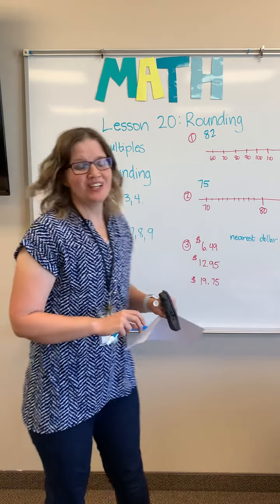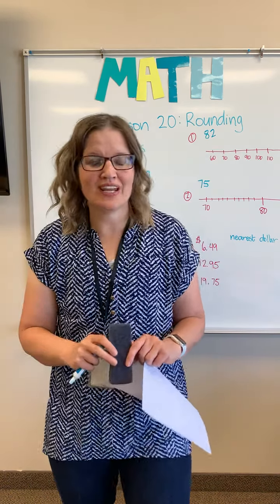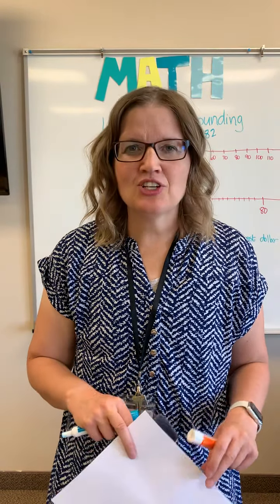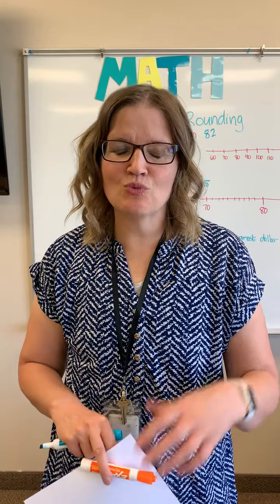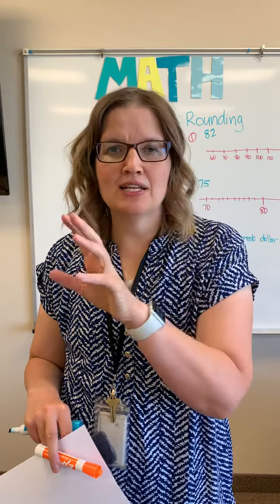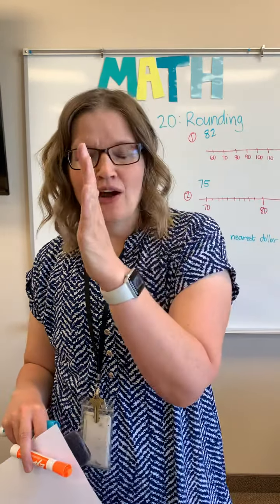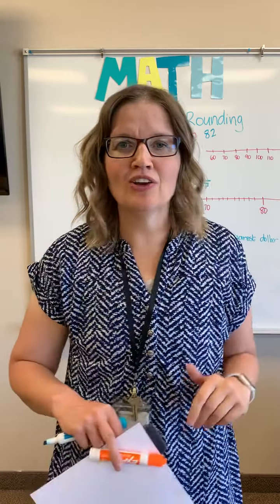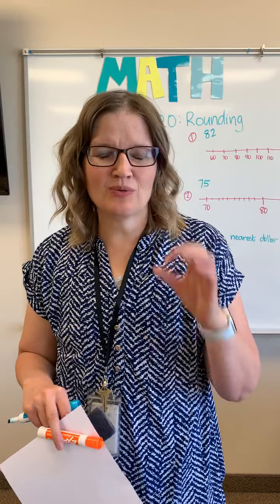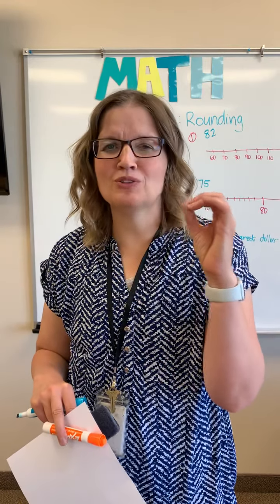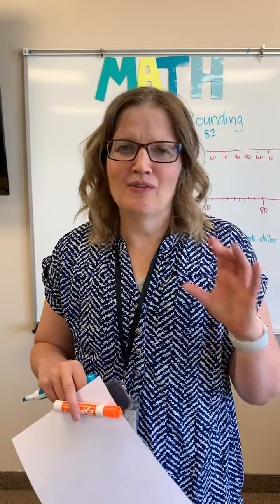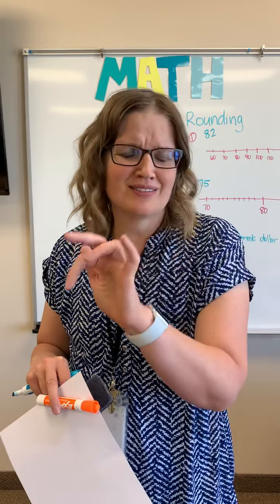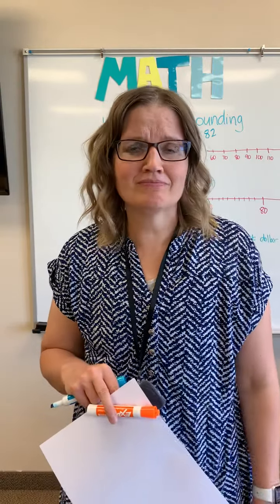Welcome to lesson 20. This is our lesson about rounding. We have a lot of information to cover. Rounding is such a handy thing because sometimes rather than adding exact numbers, we can round to the nearest 10 or round to the nearest dollar. And it's so much easier when you're rounding to a multiple of 10, a number that has a 0 on it rather than a number that's got a whole bunch of digits.